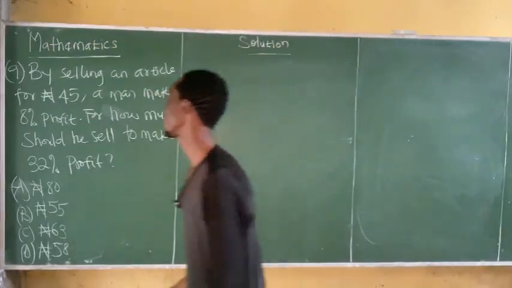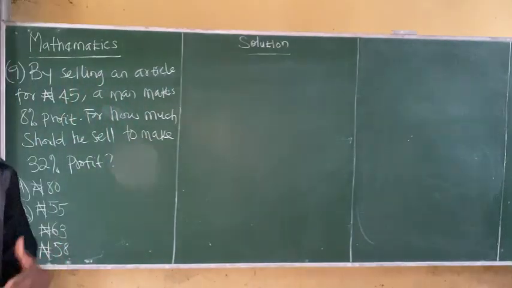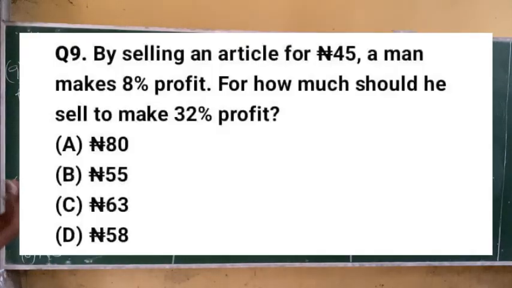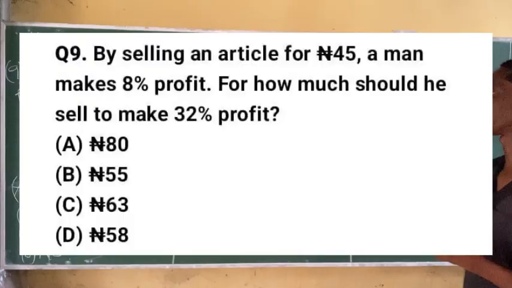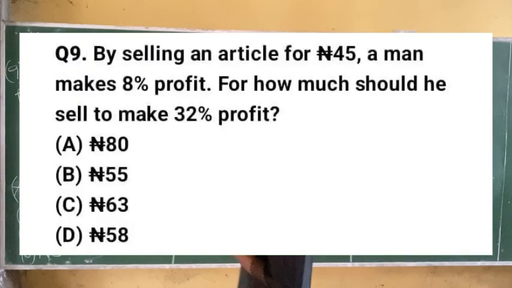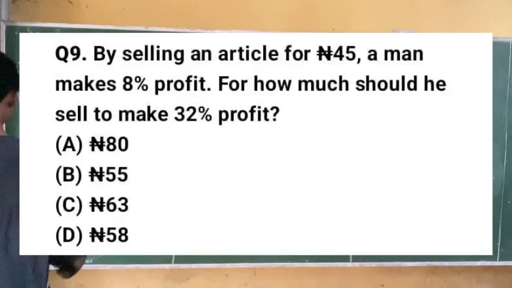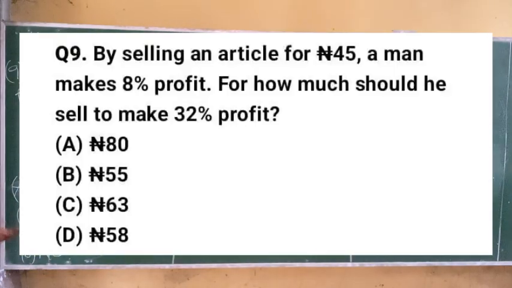Now we have question 9 here. This question is on profit percentage. It says, by selling an article for 45 naira, a man makes 8% profit. For how much should he sell to make 32% profit? Option A, 80, option B, 55, option C, 63, and option D, 58. So let's solve this question together.